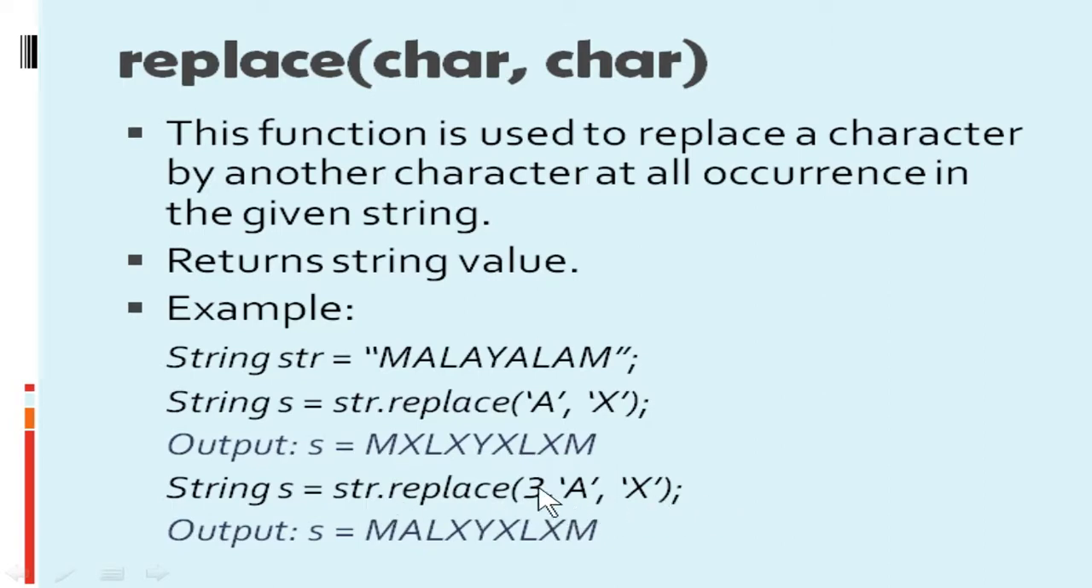Second example: string s equal to str dot replace within parentheses. You have three arguments, 3, comma, and then two characters. It does the same thing, it replaces a with x, but this 3 refers to the third position in the given string, and then it starts searching for a and replaces it with x. In the example, m is the 0th position, a is the first position, l is the second position, and x, which was previously a, is the third position. So it starts from this position, checks wherever it has a, and replaces it by x. That's the reason you have the final outcome like this, and that will be stored in s.